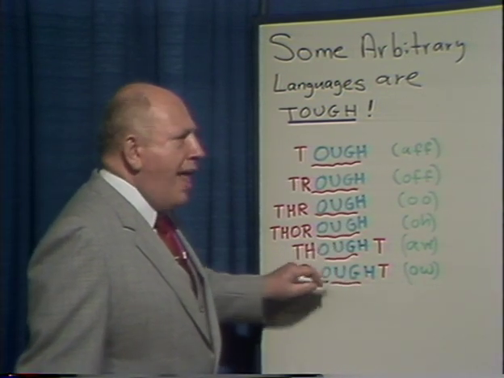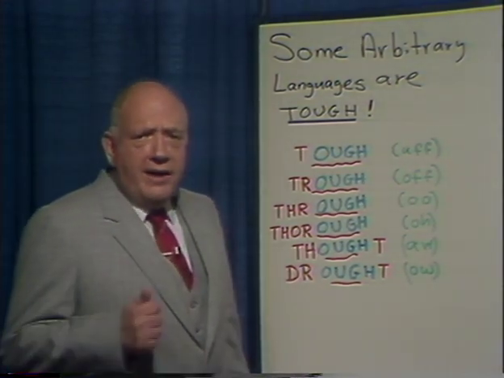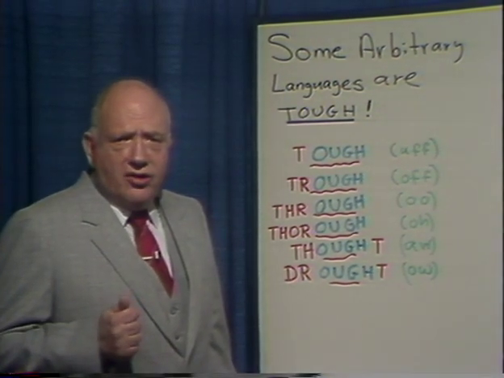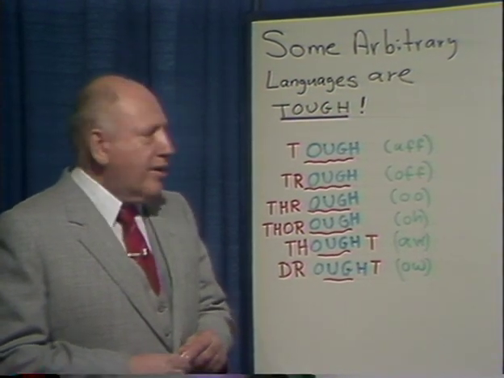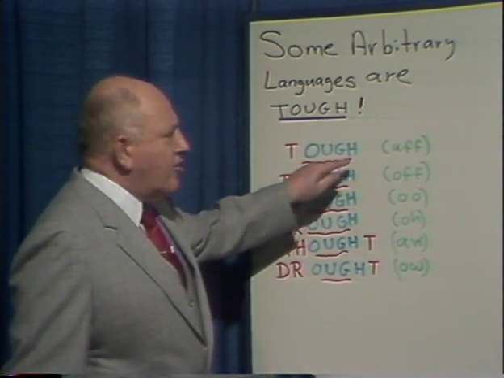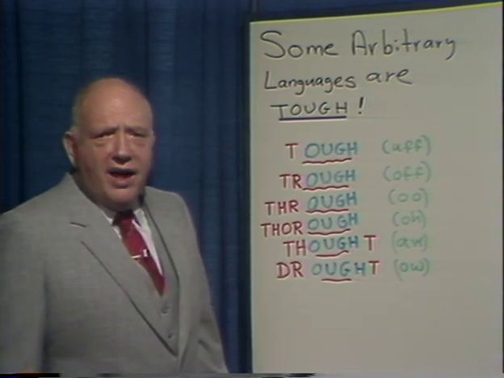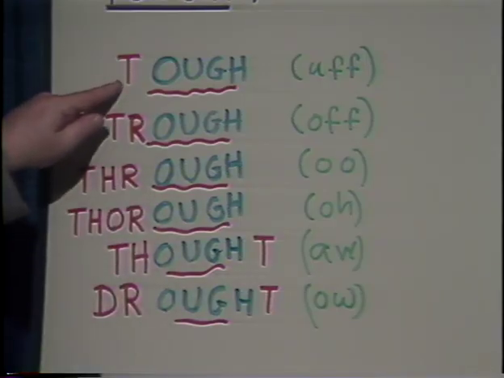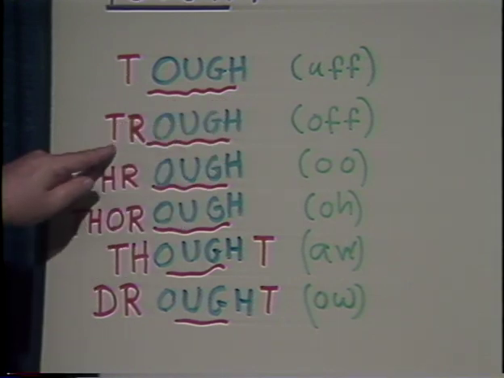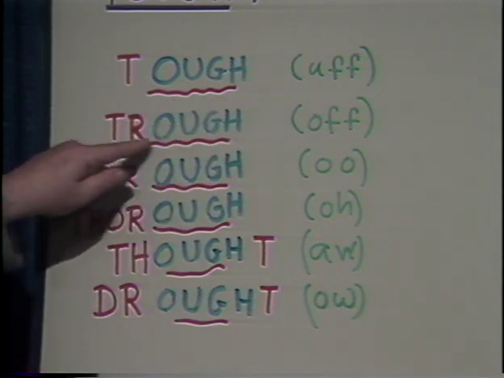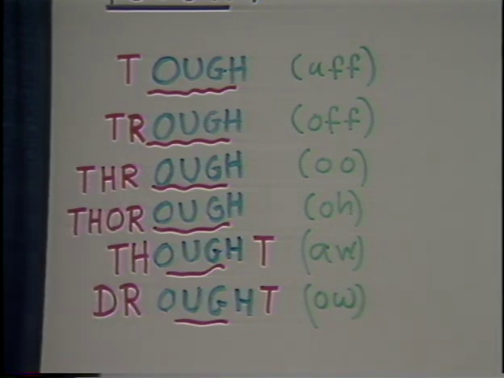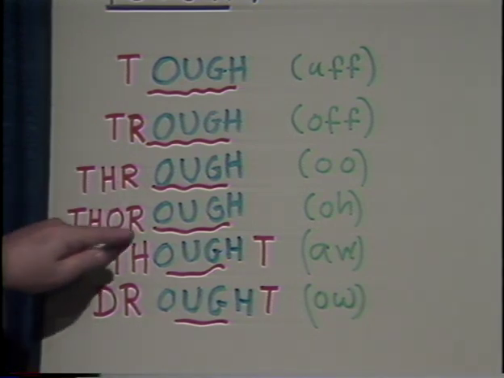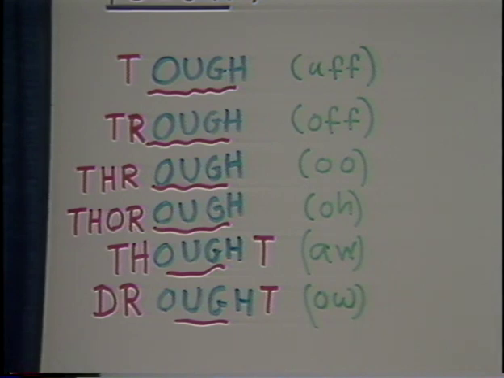People tell me that mathematics is very hard for them to learn. But yet, if you've learned to speak English, you have done something much harder than learning how to speak mathematics. Look at the O-U-G-H and all the different sounds it can make. With a T in front, it becomes tough. With a TR in front, it becomes trough. With a THR in front, it becomes through. If you put an O between the H and the R, it becomes thorough.